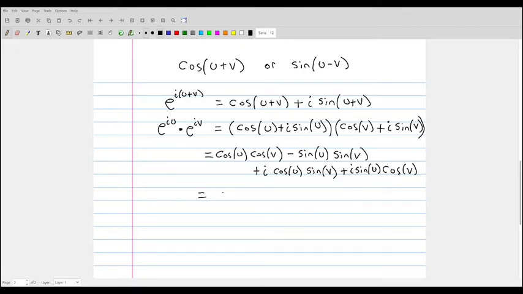So this is equal to cosine of u times cosine of v minus sine of u times sine of v plus i times cosine of u sine of v plus sine of u times cosine of v.